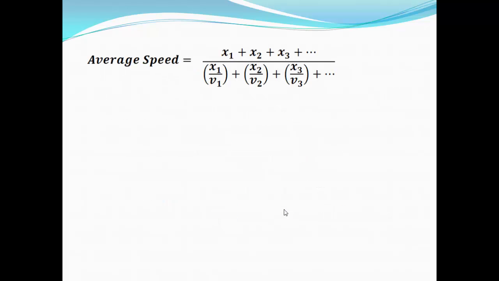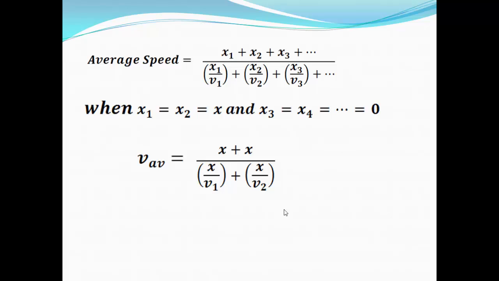Now, based on that, if you have a certain case where x1 equals x2 equals x, and x3 and x4, the rest of the values are 0. Hence, in that case, average velocity will be x plus x upon x upon v1 plus x upon v2. Simplifying it, you get average velocity will be 2v1 v2 upon v1 plus v2. We will solve an example where such a concept can be directly applied.